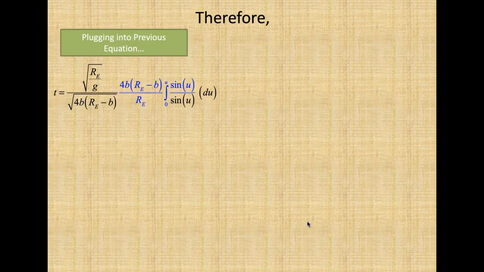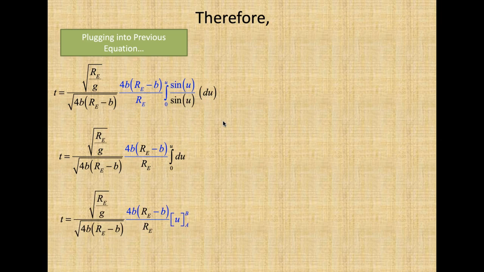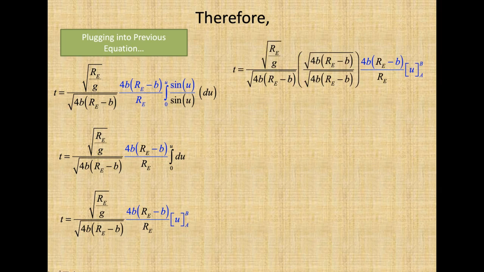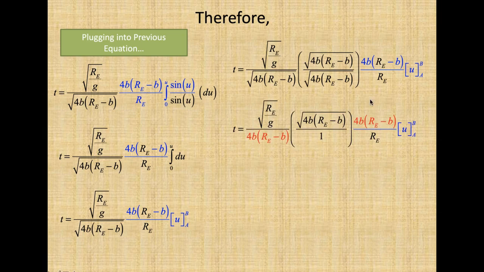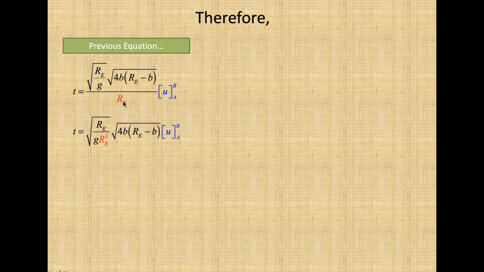Okay, let's continue. Plug it into the previous equation, and sine u over sine u is 1. So that leaves the integral from 0 to u of du, which gives u from a to b, our limits. Okay, now, to alleviate this square root, we multiply by square root over square root. And we get this to cancel out the two reds. Leave that result. We square R and move it under the square root sign. Then we cancel an R.